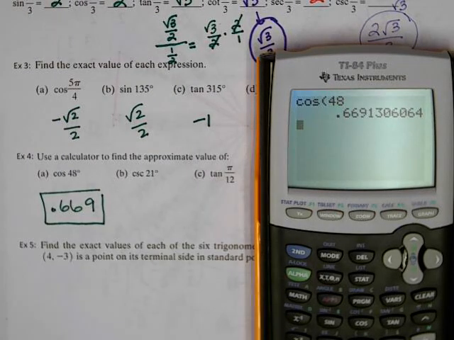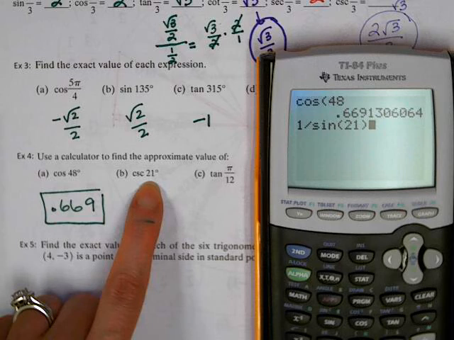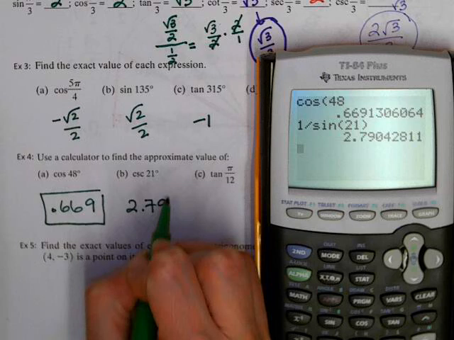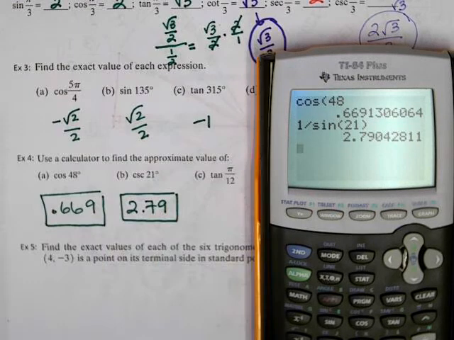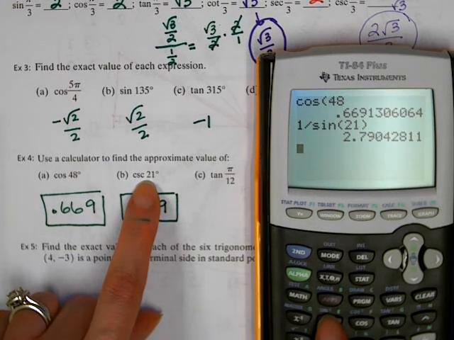Okay, now cosecant is the reciprocal of sine. So it's 1 divided by sine of 21 degrees. All right, if you hit enter, that's 2.79. One thing to note, it's not inverse. It's reciprocal. There's a difference.